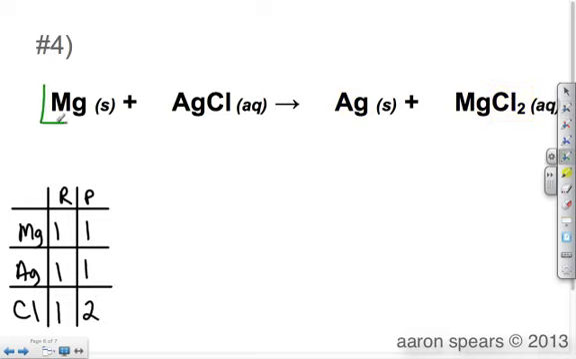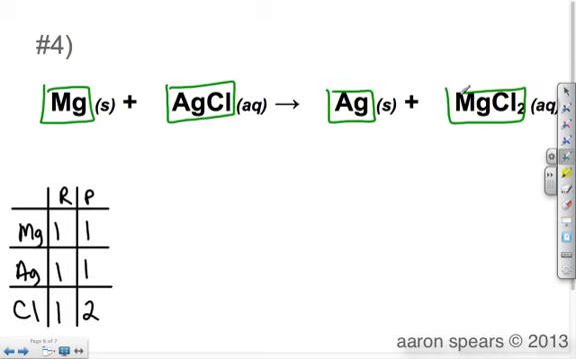Next, I want to put a box around each reactant and product. And in looking at my list, the magnesium and silver are balanced, but the chlorine is not. I need to get one more chlorine on the reactant side. So looking at the boxes on the reactant side, only one box contains chlorine. That's a silver chloride box. So I add one box of silver chloride. That now gives me two chlorines on the reactant side.